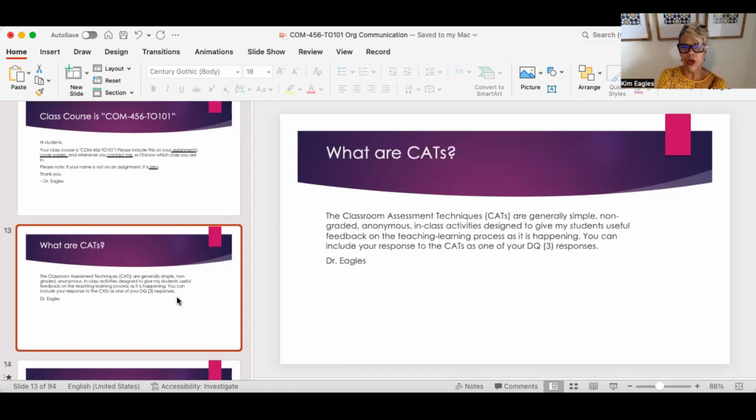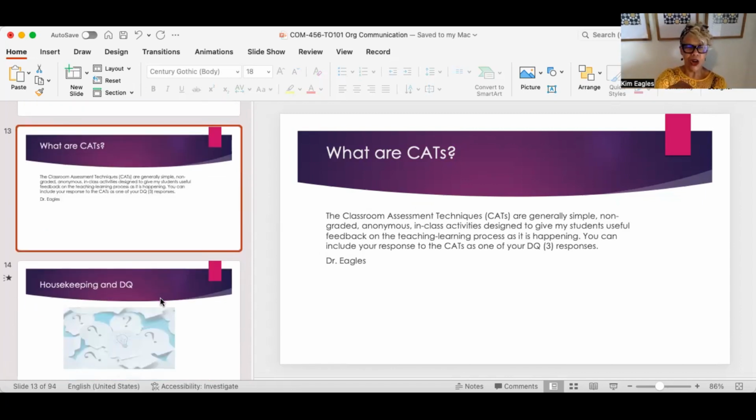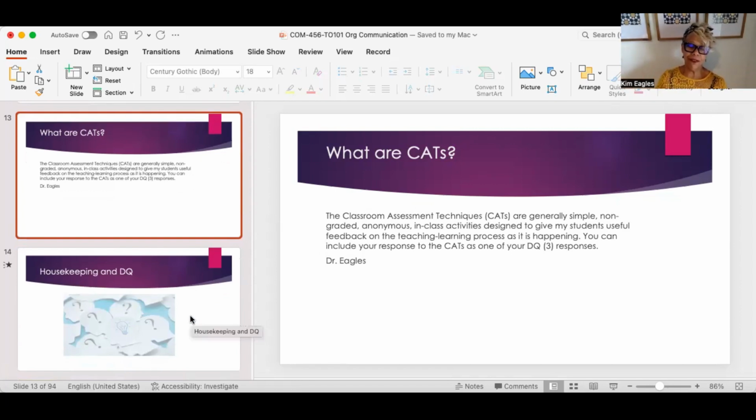What are CATS? CATS are classroom assessment techniques, and they are generally pretty simple, ungraded and anonymous types of activities where we correspond with each other, and I will be looking for specific feedback from you in order to ensure that there is this teaching-learning process that is ongoing, and I'll see that you are actually learning. So that's what I refer to as CATS. Okay, that's basic information for getting to know what I expect, and I look forward to hearing from you.